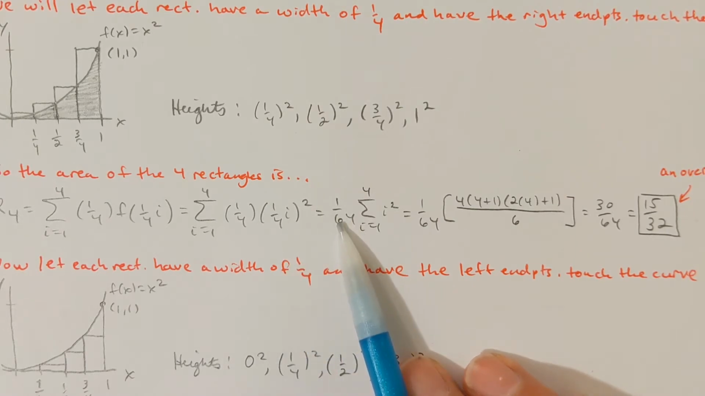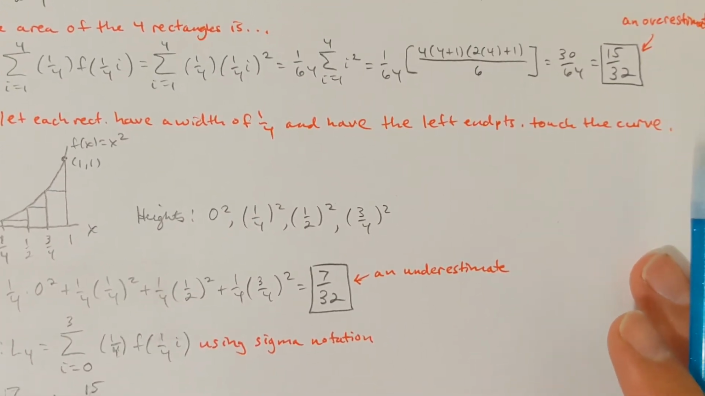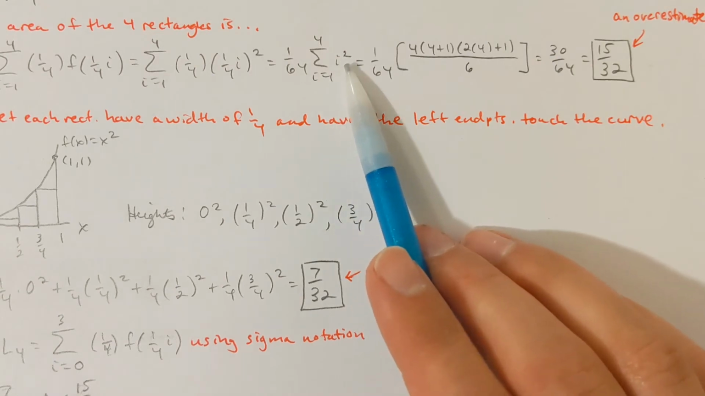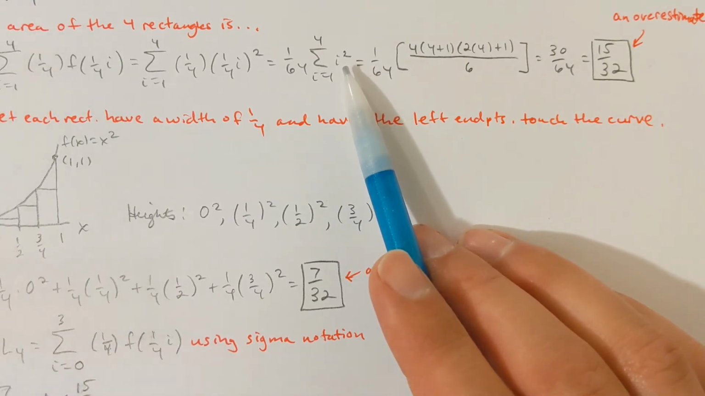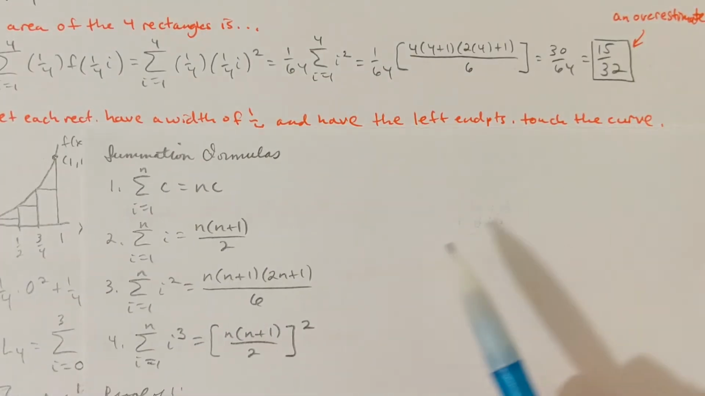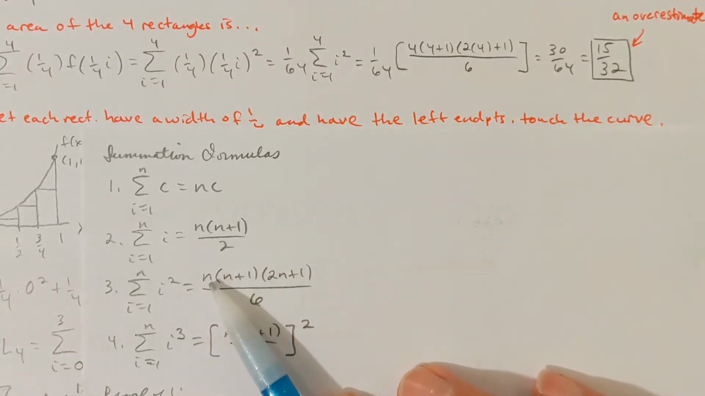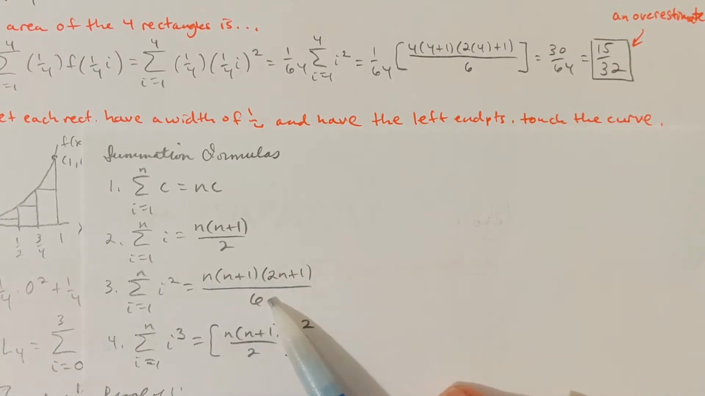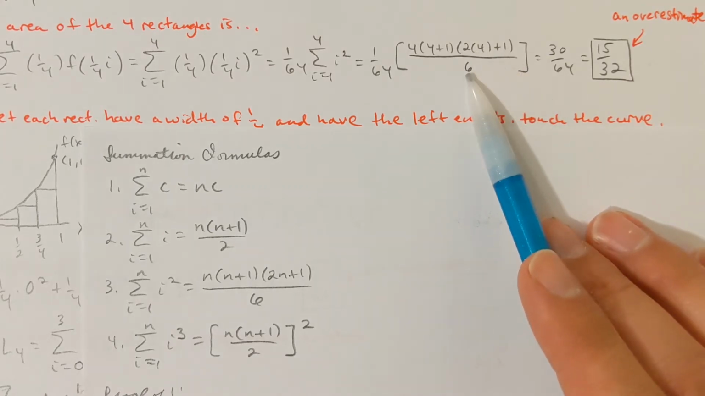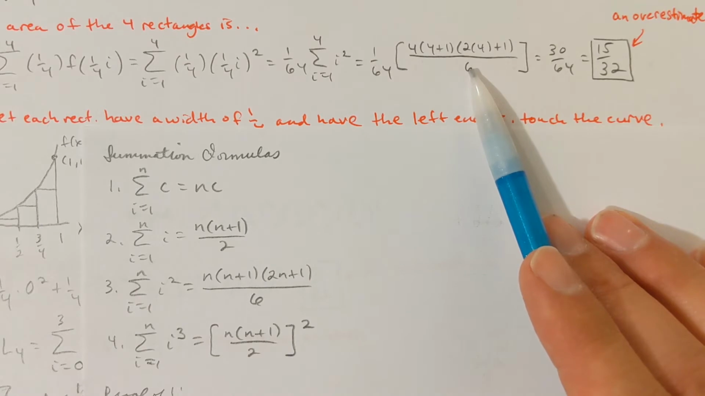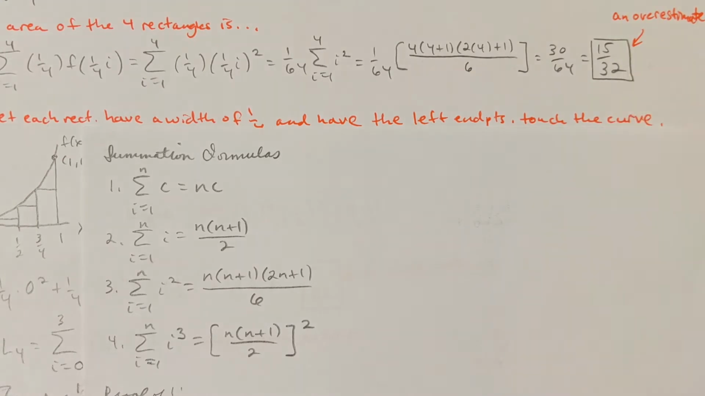Constants can come out of sums, and I'll still have the i squared left in the sum. And okay, I'm adding up some squared terms there. I could use my special summation formula that we talked about earlier, this one here. n would be 4. So I'm going to have n times n plus 1 times 2n plus 1 over 6. With n as 4, you're going to have 4 times 4 plus 1 times 2 times 4 plus 1 all over 6. When you simplify that, you should be getting 30/64, which would reduce to 15/32.